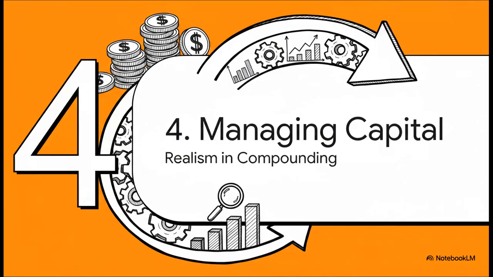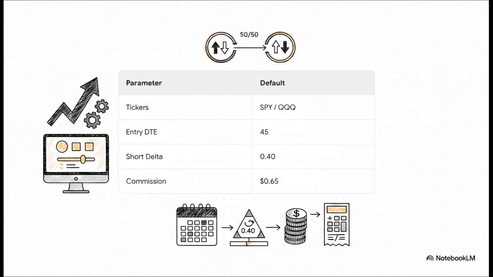Section 4. Managing capital and positions. Realism is compounded. An options backtester is basically useless if you can't tailor it to your exact trading style, right? Well, because this is built on Streamlit, it features a highly customizable sidebar that gives you total control. You can dictate the target tickers, you can even run two simultaneously like SPY and QQQ, you can set the target days to expiry, tweak your delta, and crucially, account for trading friction by setting precise commission rates. This takes the backtest from some theoretical vacuum right into the gritty reality of a retail brokerage account.